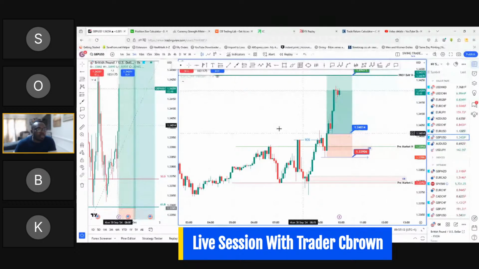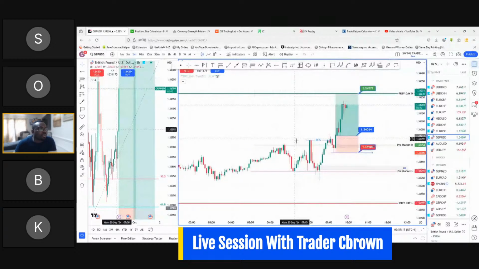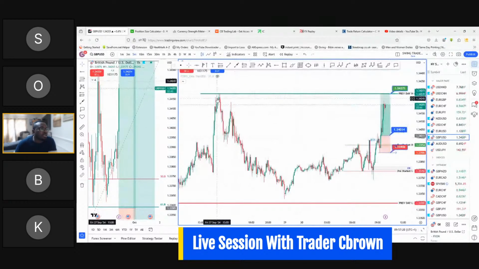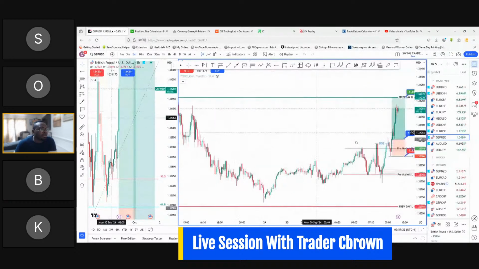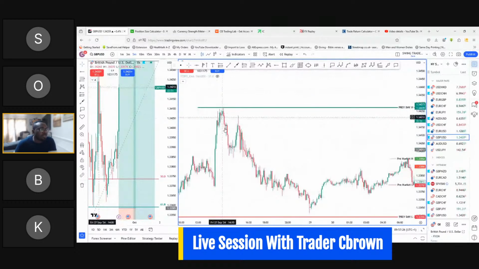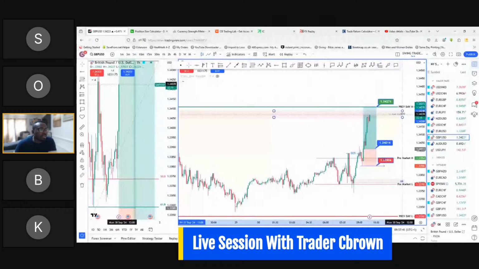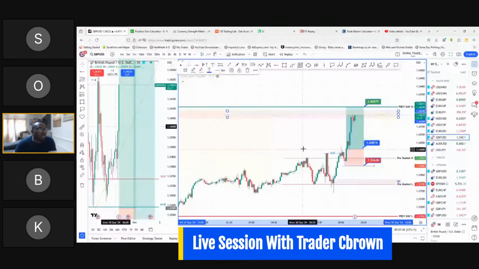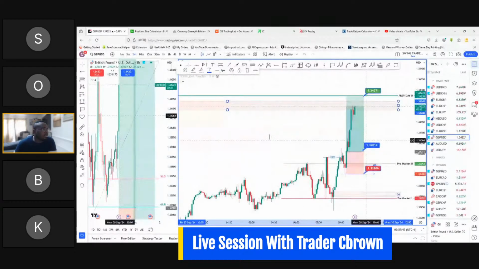It's just playing around because of another block here. This imbalance has been filled, so you have another block here. That's why it's reacting to it. This other block area is why it's reacting. It hasn't got there yet, but it will break through. So that's where I'm expecting probably another sell opportunity.